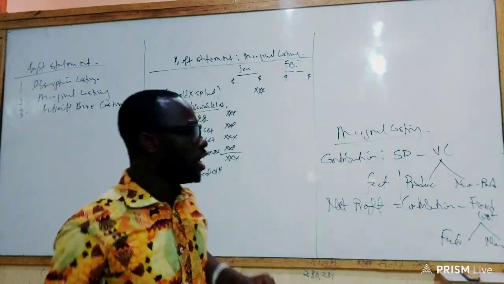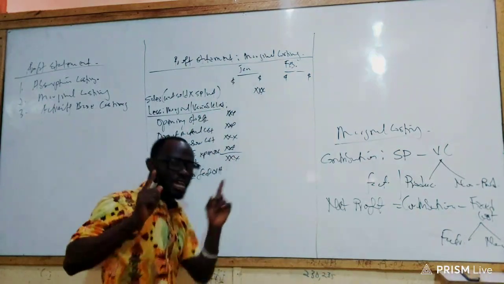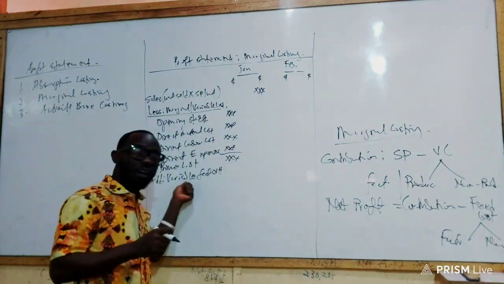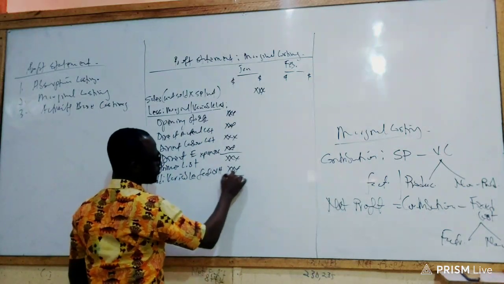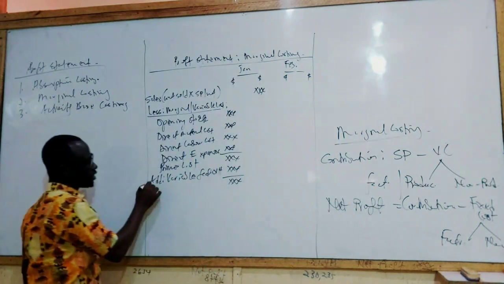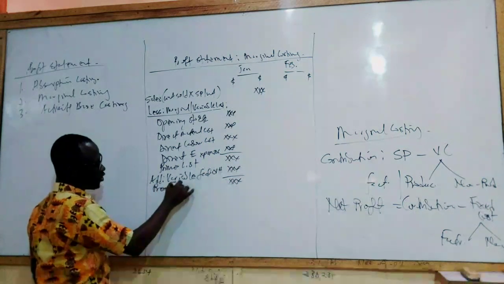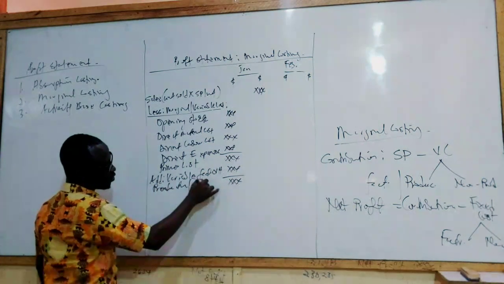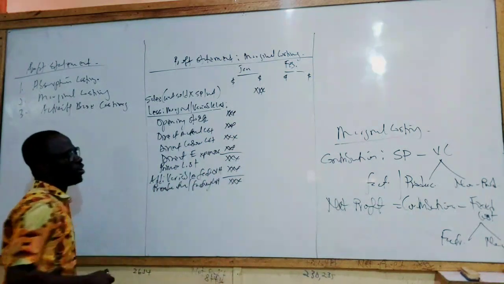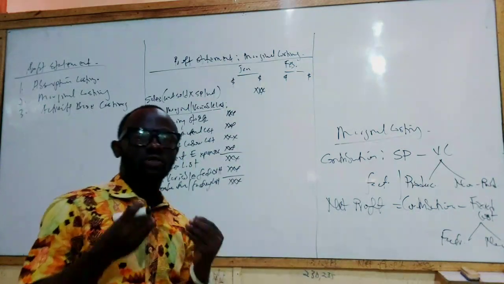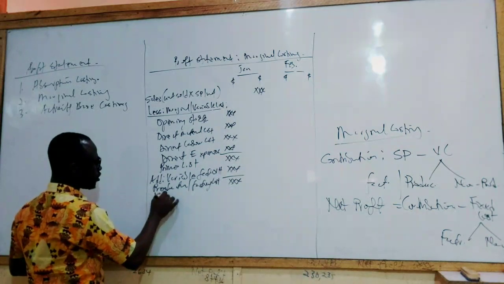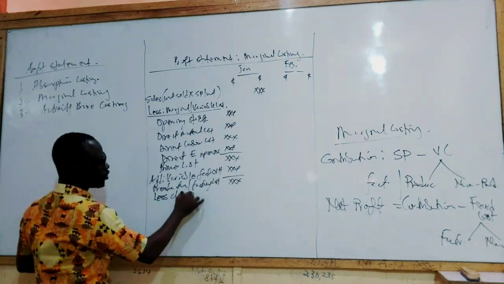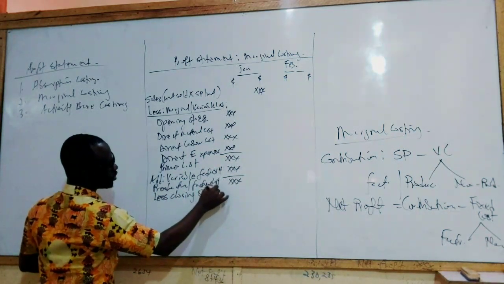Now remember, we are dealing with marginal costing. That is why we are bringing variable what? Factory overheads. So we add that. Then we'll get the production or the factory cost. Once we get the production or factory cost, we are going to be lessing closing stock. So we less closing stock.